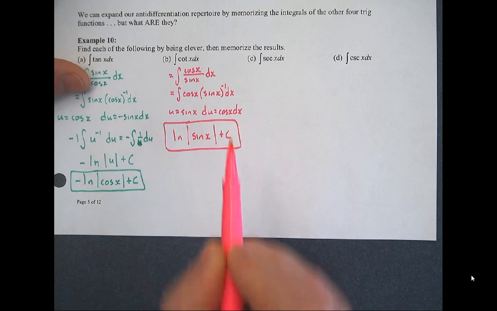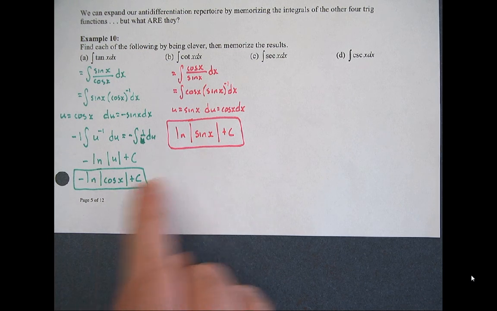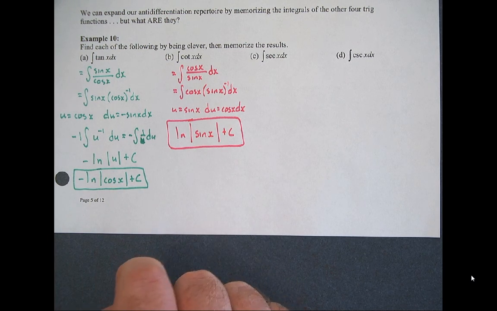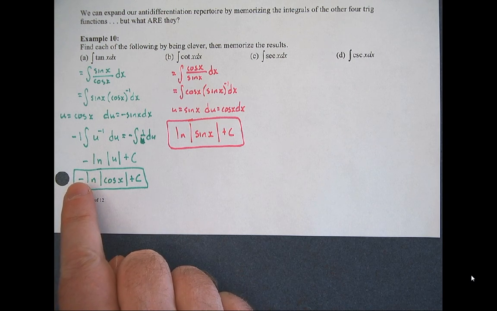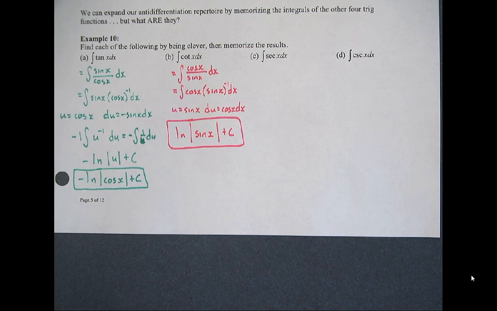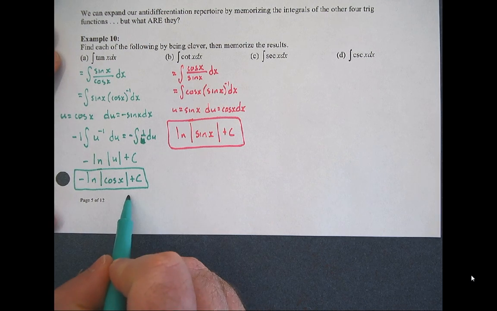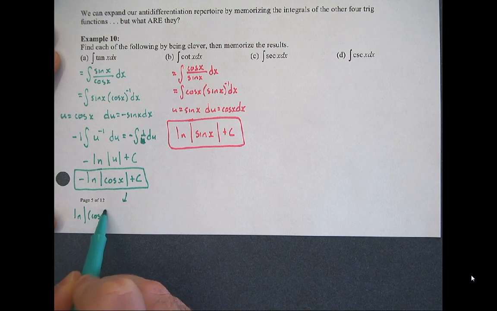All right, so this is more for my AP test takers, and maybe Corpy got a little sneaky on his homework, but I want to talk about another way to rewrite these. So this negative with a natural log, remember our log properties, we can take a negative and bump it up to the exponent. So we could actually rewrite this as the natural log of the absolute of cosine of x to the negative 1 plus c.